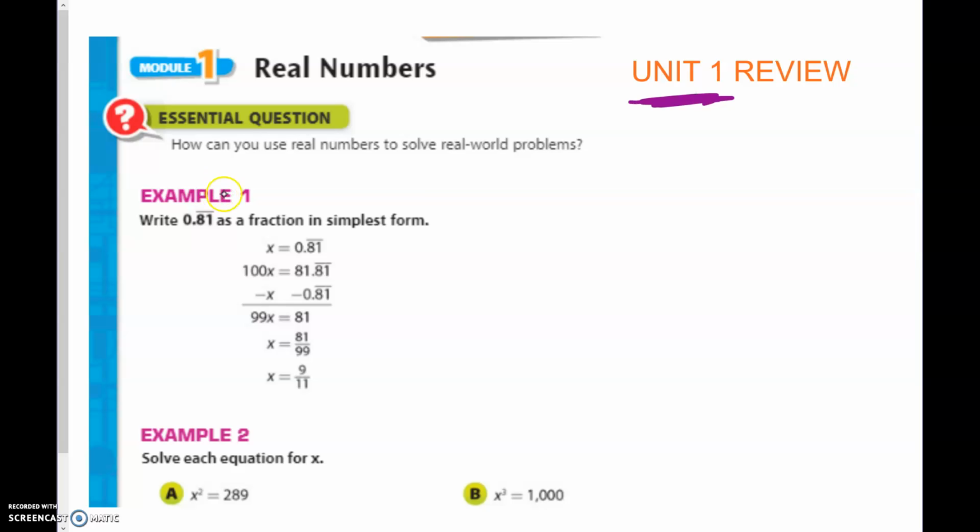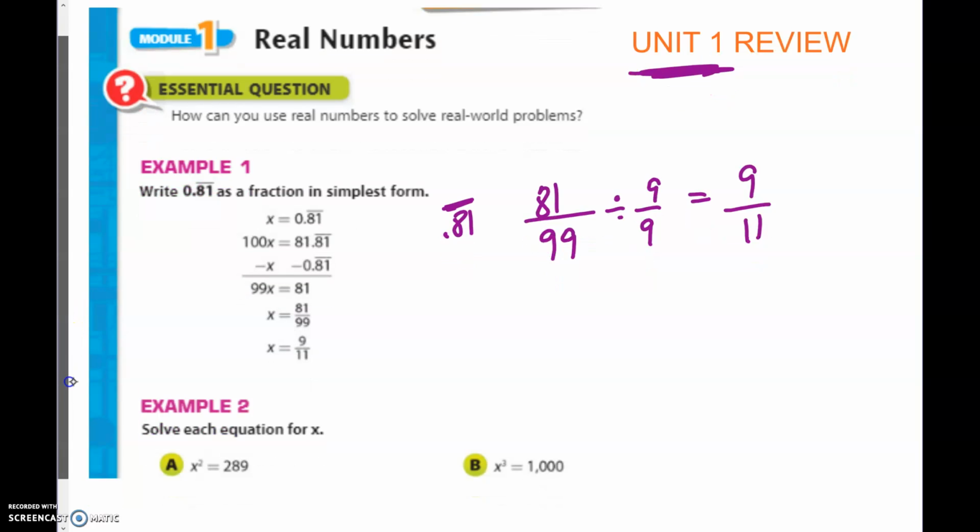You can see that they have this written as a fraction, 0.81 repeating. Remember, if it has 0.81 repeating on the top, that means we're going to have 9s on the bottom. Because two digits are repeating, we're going to have two 9s, and we have that number 81. Now we can divide both by 9. 81 divided by 9 is 9, and 99 divided by 9 is 11. So it is the fraction 9 over 11.